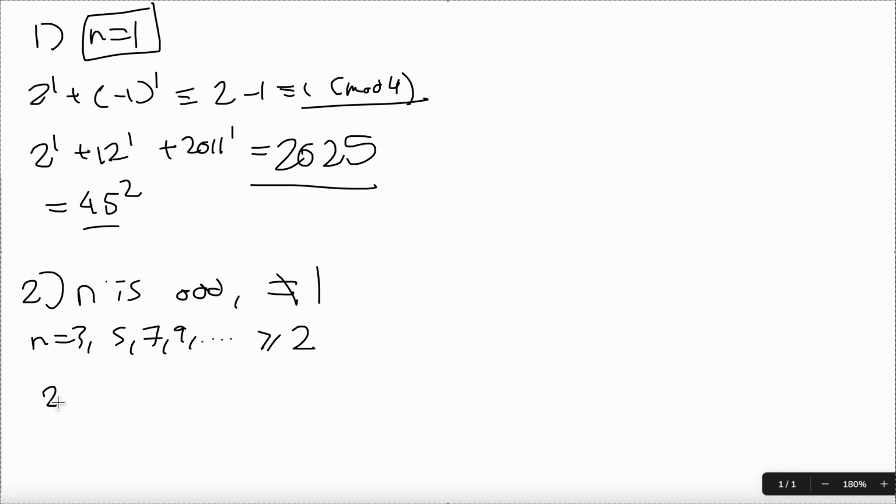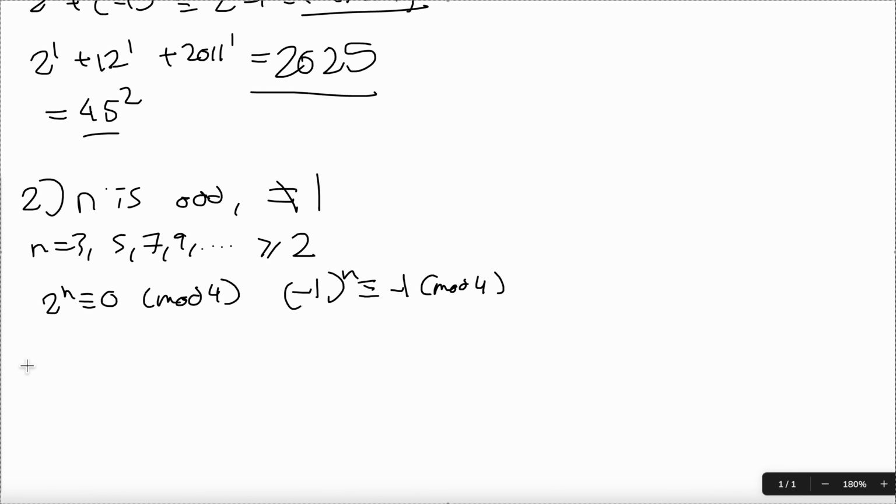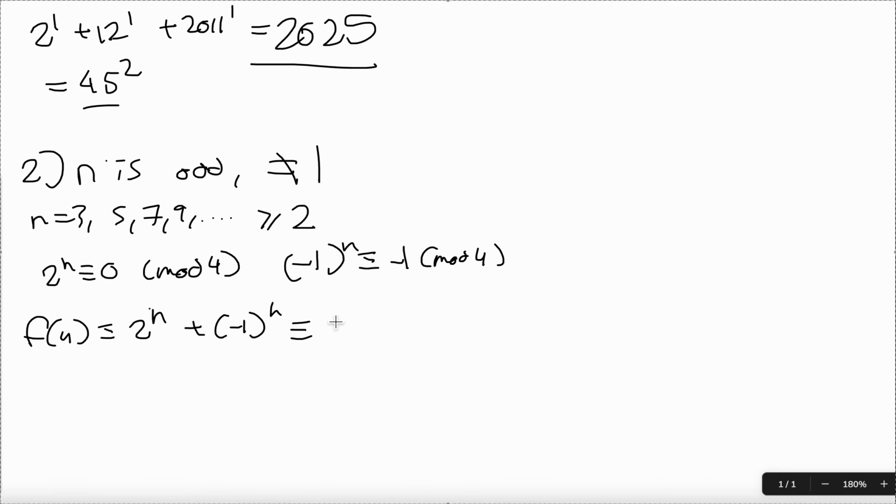So we get 2 to the n is going to be congruent to 0 mod 4. And if it's odd, then we get minus 1 to the n is going to be congruent to minus 1 mod 4. So you get in total that f of n is going to be congruent to 2 to the n plus minus 1 to the n, which is what we figured out earlier, which is going to be congruent to 0 minus 1, which is congruent to minus 1, or I guess minus 1 is 3. Minus 1 is 3 mod 4.